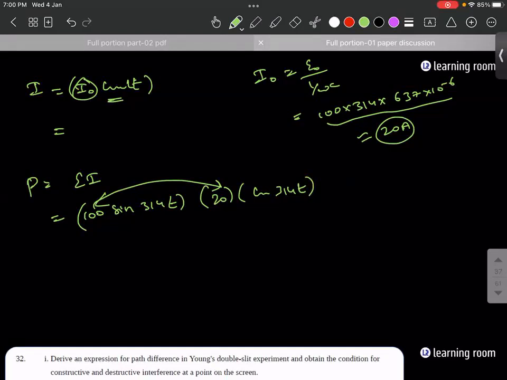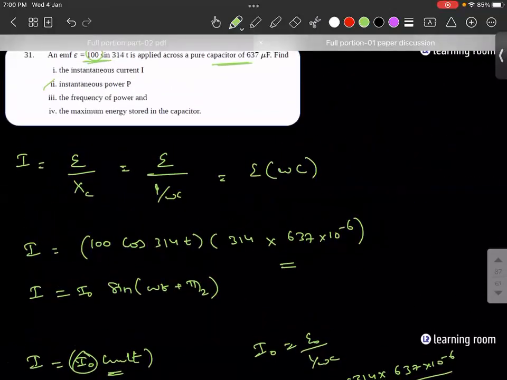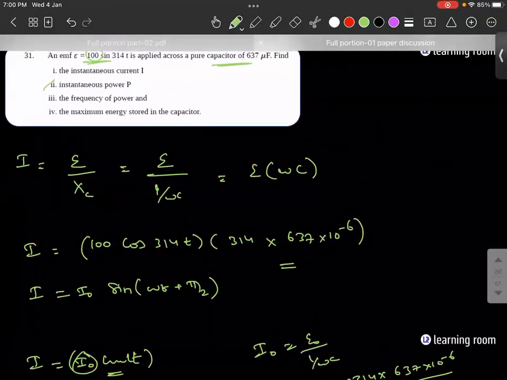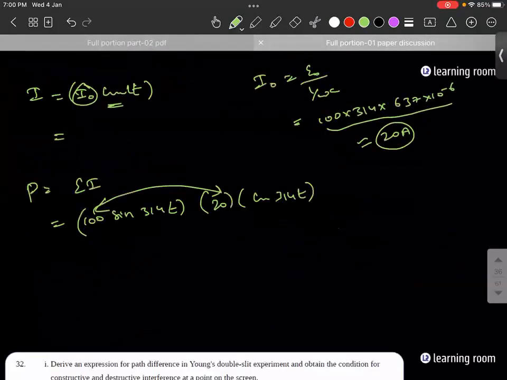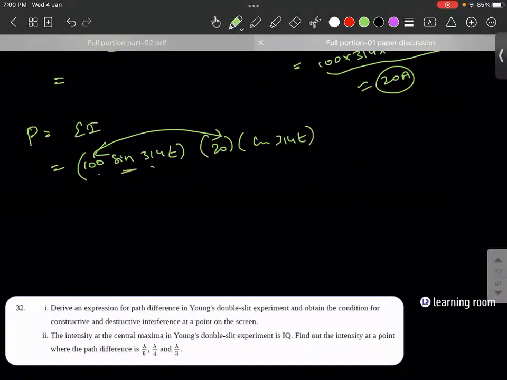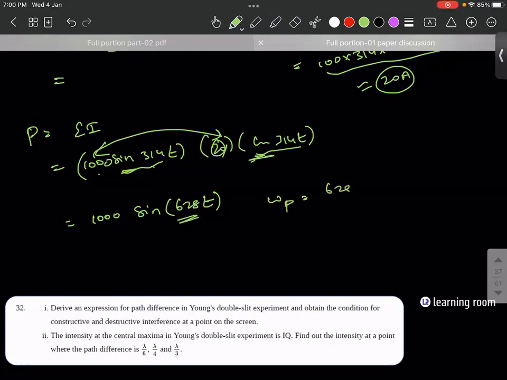Okay. Next, what is the third part they're asking? The frequency of power. So what is going to be the frequency of power? I need to write it as a single function of sine. So I'll take a 2 from here and push it here. So 1000 into 2 sin theta cos theta is going to be sin of 2 theta, that is 628t. So the frequency of power will be 628 radians per second.